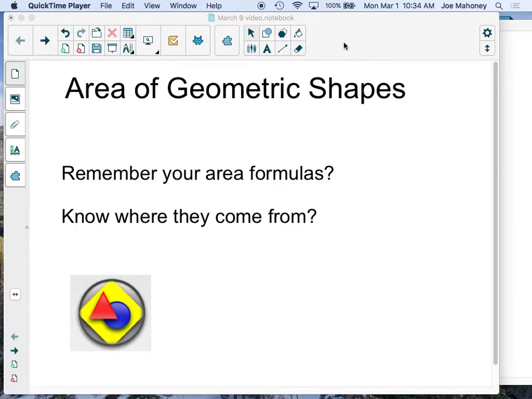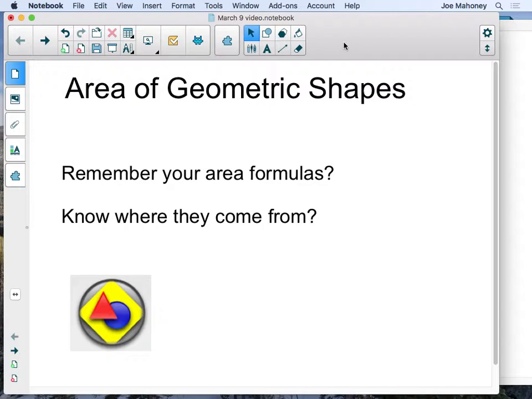Area. Oh, we love area. We've been doing area since when? Like first grade? So today's lesson is not really to tell you what the area formulas are. Today it's more of, do you know where these formulas come from, how we derive them? Basically, they all start with the rectangle.